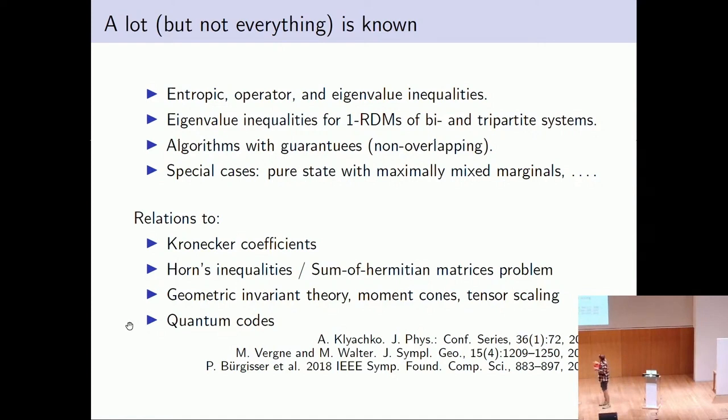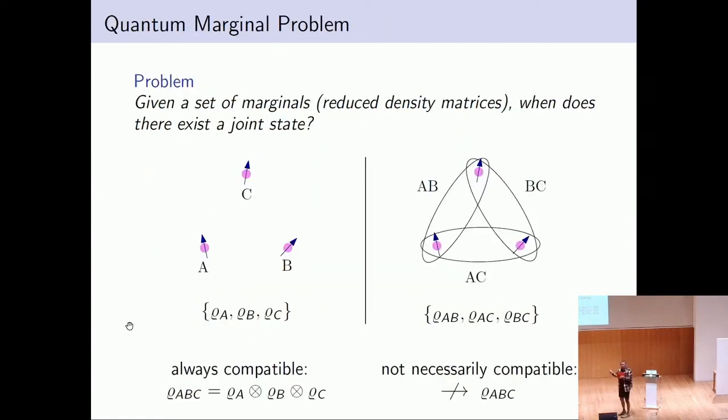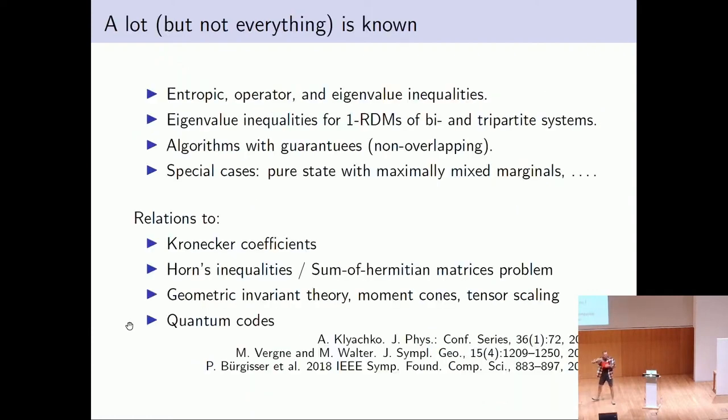There exist eigenvalue inequalities for the one-body reduced density matrices problem. So if you have a bipartite system and I give you the eigenvalues for subsystem A and B, what are the constraints on the eigenvalues on the joint system AB that exist for bi and tripartite systems? There are algorithms with guarantees that can find you a joint state with given one-body marginals. So this is for the non-overlapping case, when the marginals don't overlap, but you ask for a global property, say that the global state is pure. And then there are special cases. You have pure states with maximally mixed marginals, so-called absolutely maximally entangled states, and also quantum codes.